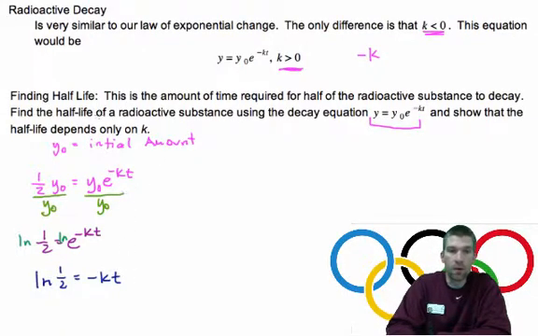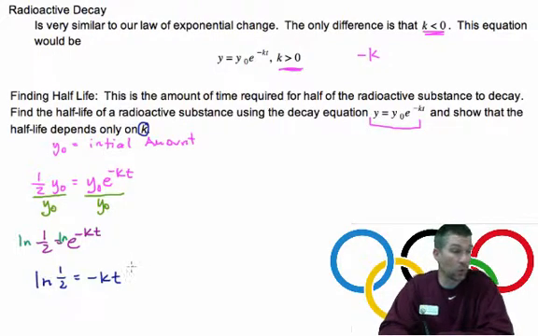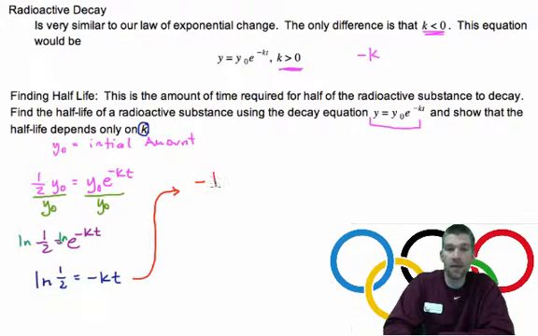So remember, we want to show that half-life depends only on k. So what we should try to do is get this equation to say t equals something along those lines. To do that, all I'm going to do is divide both sides by negative k. So negative natural log 1/2 divided by k equals t.